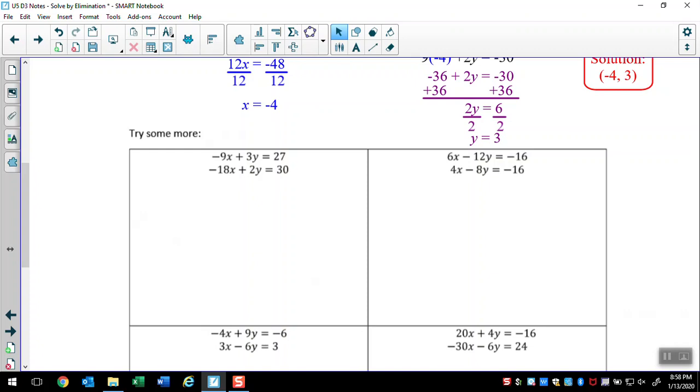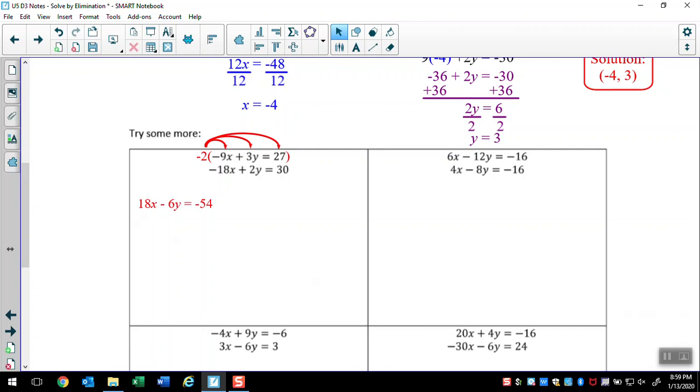Since I'm changing the 9x, I want to get that into an 18, I'm going to change this negative to a positive. So to turn my negative into a positive, I need to multiply by a negative number. So I'm going to have to multiply this entire equation by negative 2. Because negative 2 times negative 9 will give me a positive 18, which is the additive inverse to negative 18. All right, so I'm going to distribute my 2 to each part of the equation. Once I've done that, I have a positive 18x minus 6y is equal to negative 54.